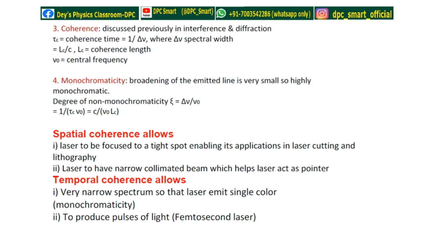Now what properties are related to temporal coherence? Temporal coherence allows the monochromaticity of the laser source. That means the monochromaticity property is due to the temporal coherence property, and also because of it laser pulses are produced, or it can be used as a femtosecond laser to produce laser pulses or light pulses. So temporal coherence is responsible for this.